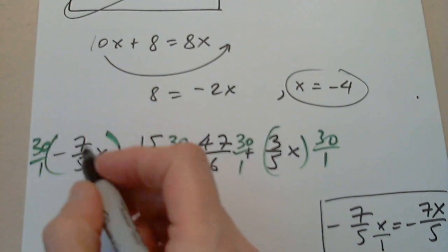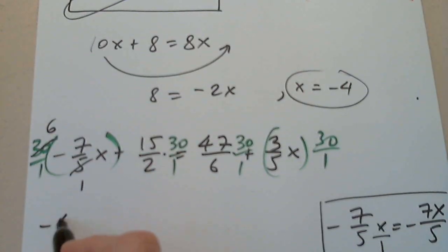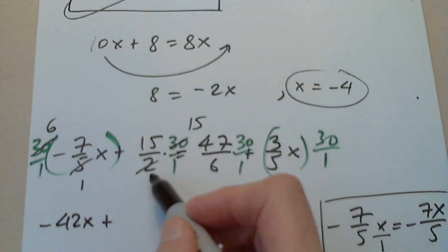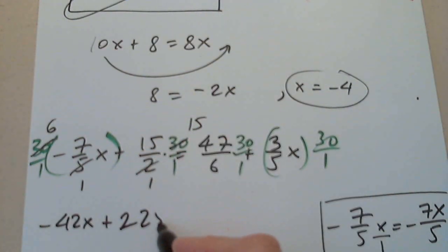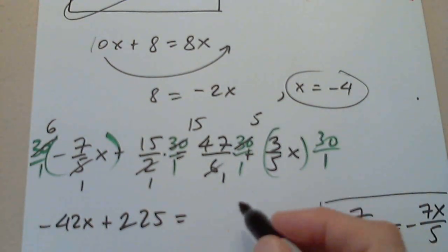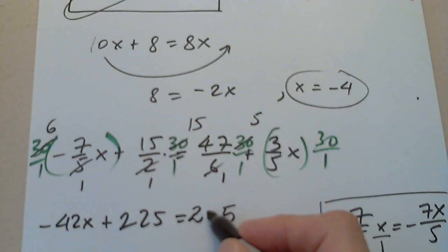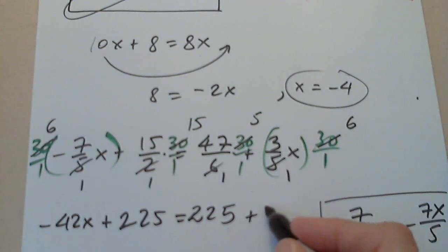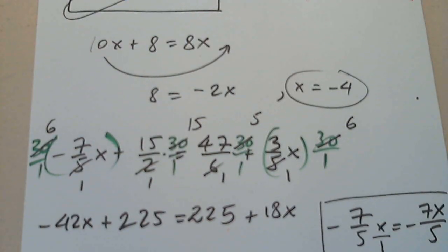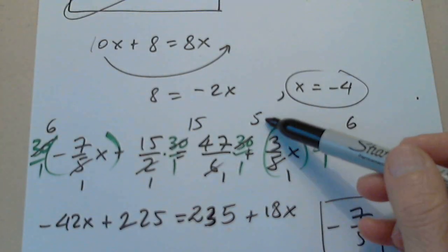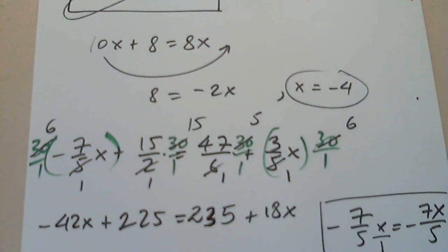So I will simplify 5 and 30, and I get a 6. So negative 42x plus. I'll simplify by 2, and 15 times 15 is 225. I will simplify by 6, and I get 22, I think. I'm going to check in a minute. So when I simplify by 5, I get positive 18x. So it's 235. 5 times 7, 35, 5 and 3, yes.